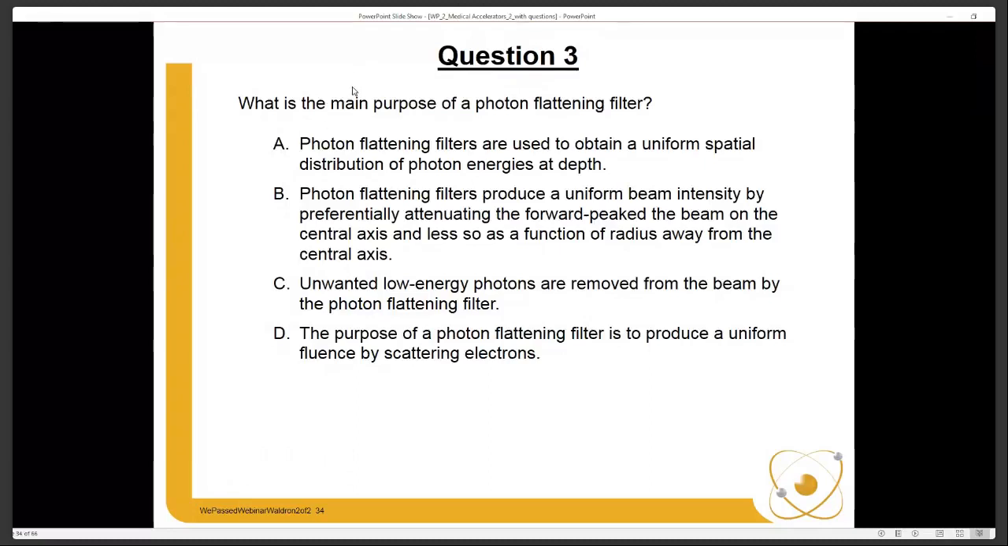Okay, well, the question is, what is the main purpose of the photon flattening filter? Are they used to obtain a uniform spatial distribution of photon energies at a depth? Do they produce a uniform beam intensity by preferentially attenuating the forward peaked beam on the central axis and less as a function of radius away from the central axis? Are unwanted low-energy photons removed from the beam by the photon flattening filter? Or is the purpose of a photon flattening filter to produce a uniform fluence by scattering electrons? Only one of these is the most correct.